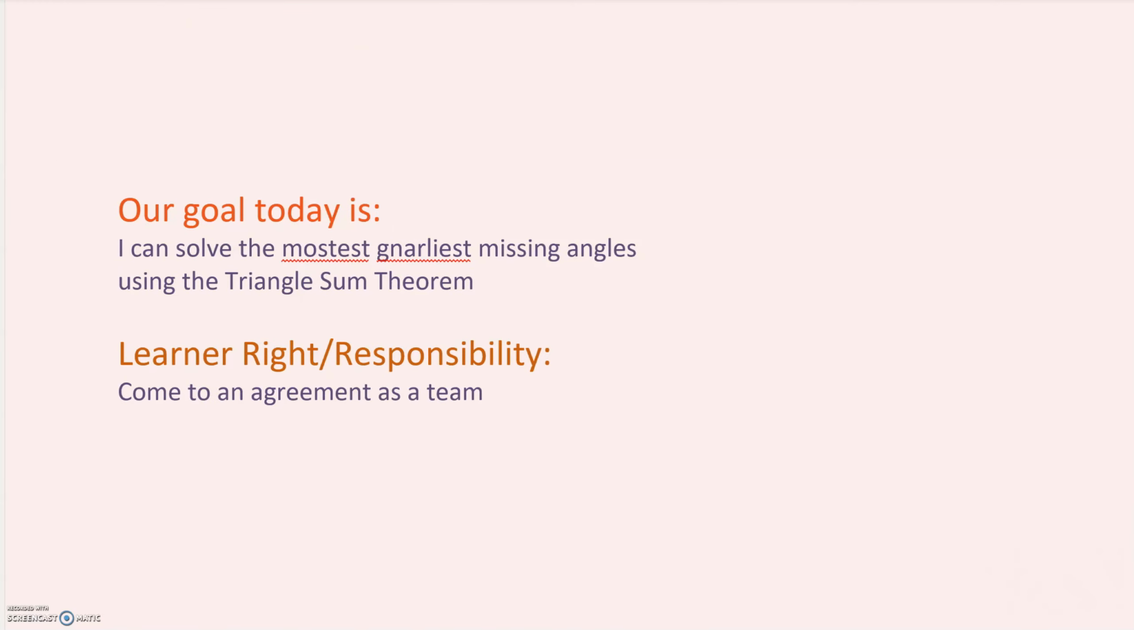Alright, so our goal for today is to solve the mostest, gnarliest missing angles using the triangle sum theorem. Now it sounds super scary, but I promise it's not going to be quite so bad. Our learner-right responsibility is to come to an agreement as a team. So if you're working with somebody, make sure that you're agreeing on the answers that you're getting.